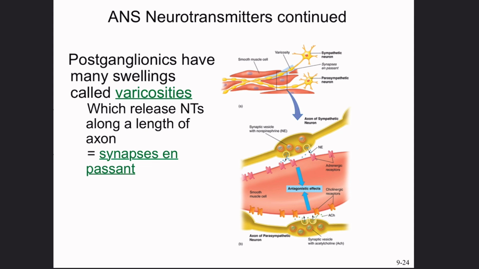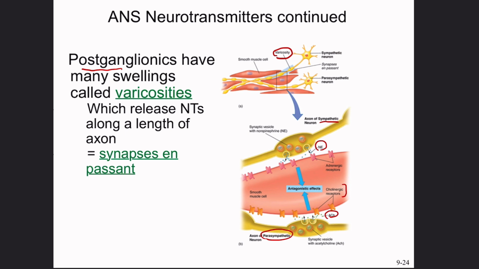In the autonomic nervous system, postganglionic neurons have these swellings called varicosities, and it is from these varicosities that they are going to release neurotransmitter. And so here it shows a sympathetic neuron secreting norepinephrine, and again, this is a postganglionic neuron. Here we have a parasympathetic postganglionic neuron releasing acetylcholine with these cholinergic receptors, and they're going to have antagonistic effects.